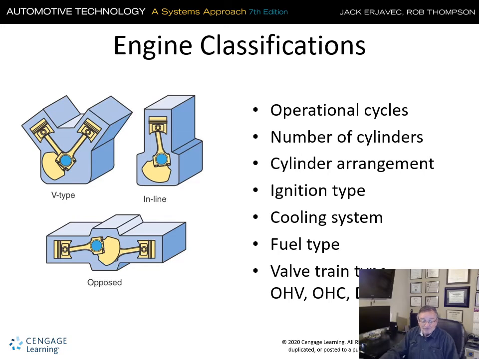Typical classifications are V-types, which will come in V4, V6, and V8. Inlines, which will come in anywhere from 3, 4. Some Mercedes had 5 inline and straight 6, typical. And opposed engines like old air-cooled Volkswagens and Subarus.